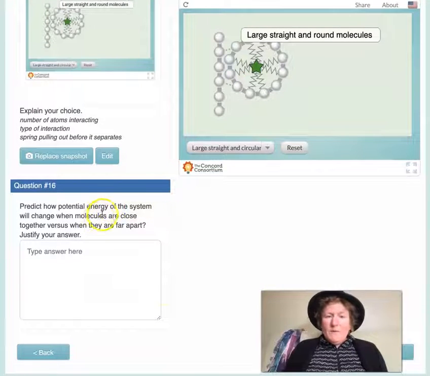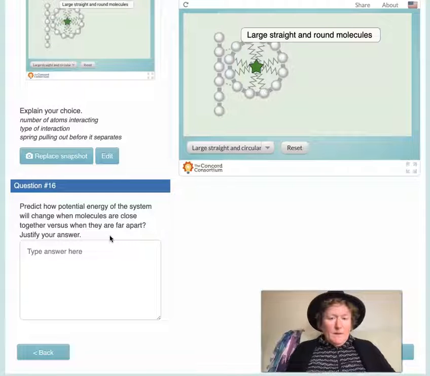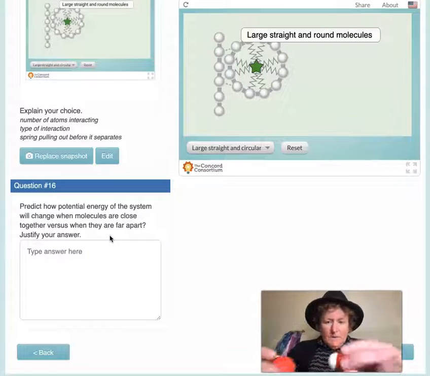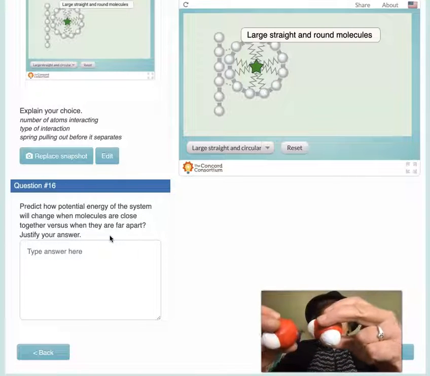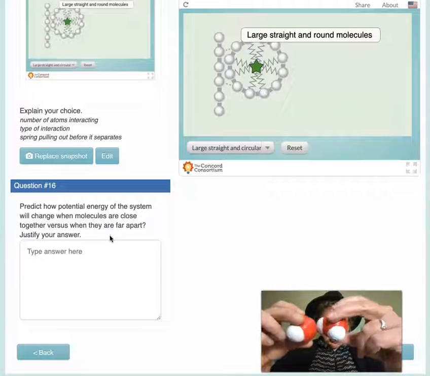Predict how the potential energy of the system will change when the molecules are close together or when they're far apart. And remember, we've talked a lot about our water molecules here. Water molecules are very polar and they're very good at sticking together.